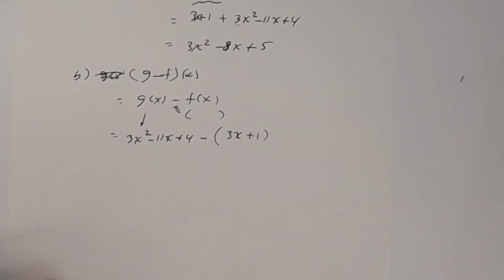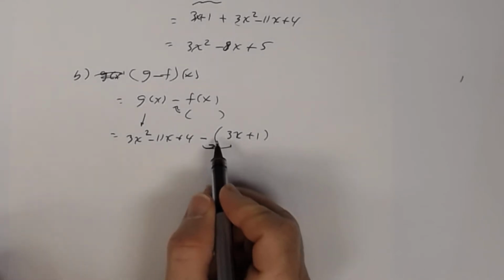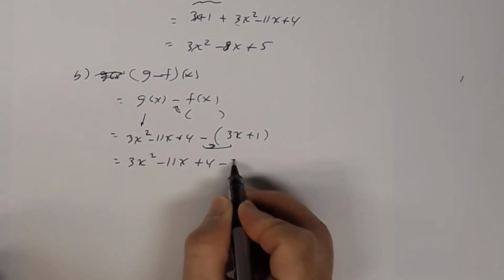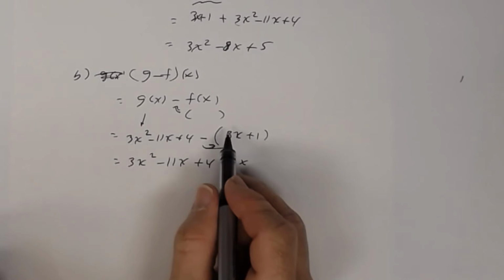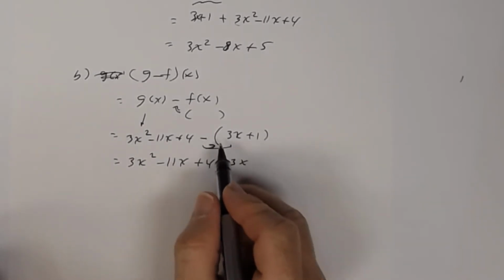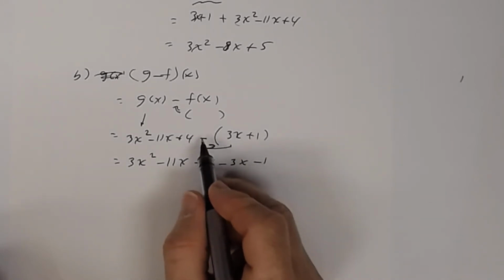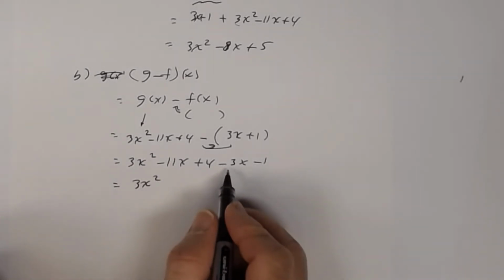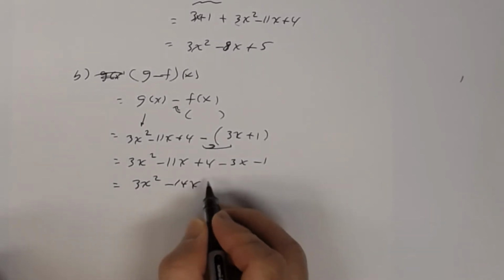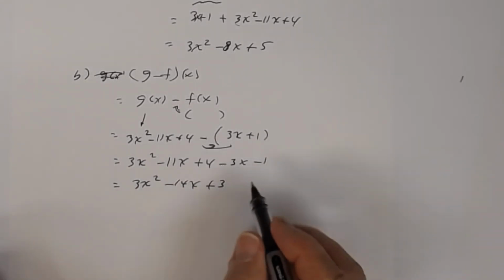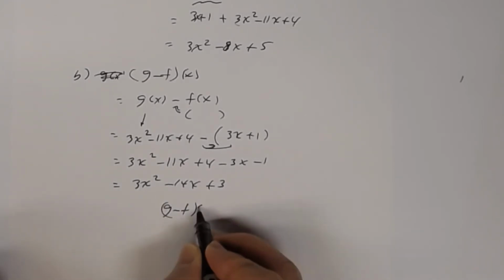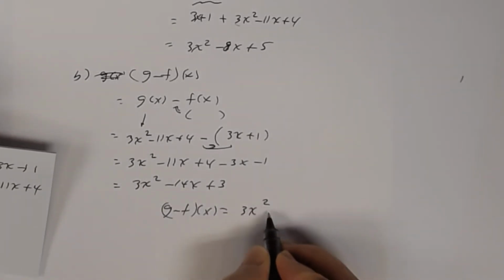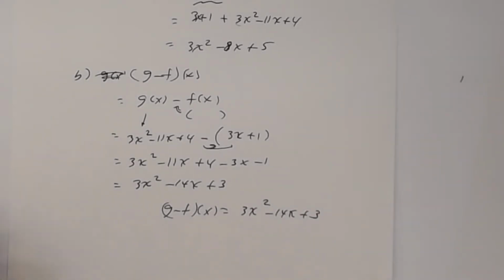All right, now get rid of the parentheses, either by distributing a negative 1 or by taking the opposite of each term. So I get 3x squared minus 11x plus 4 minus 3x, because negative 1 times 3x is negative 3x, or the opposite of a positive 3x is a negative 3x. Negative 1 times a positive 1 is a negative 1, or you can say the opposite of a positive 1 is a negative 1. Combining like terms, I get 3x squared. A negative 11x and a negative 3x is a negative 14x. 4 and a negative 1 is a positive 3. So therefore, when you subtract those two functions, you're going to get the new function, 3x squared minus 14x plus 3. All right, so that's letter B.